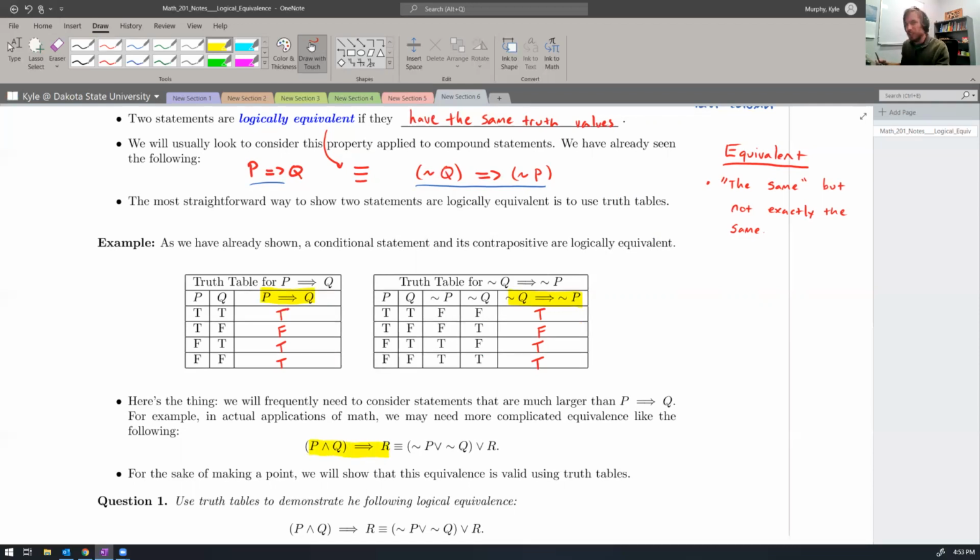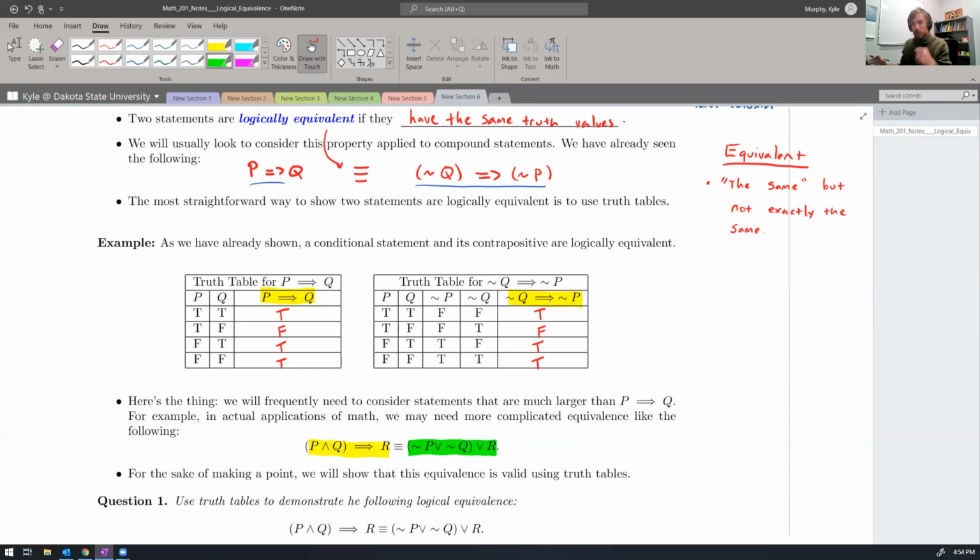And I think we've actually seen a statement that looks like that and seen kind of in words how a statement like that might actually pop up in an argument. And because of that, we might care about showing that P and Q implies R is actually logically equivalent to not P or not Q or R. That's a logical equivalence that is valid that we will actually prove here in a second, and one that we might occasionally in doing proofs and in logic need to verify.